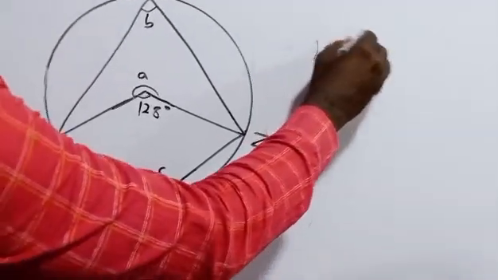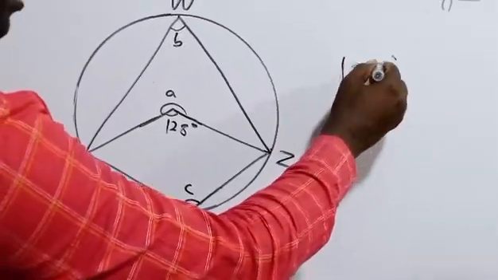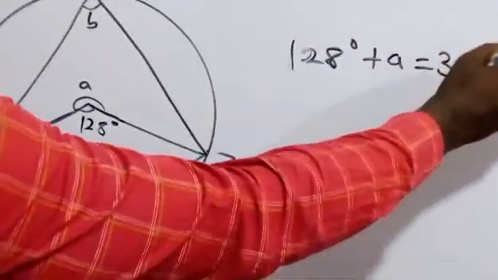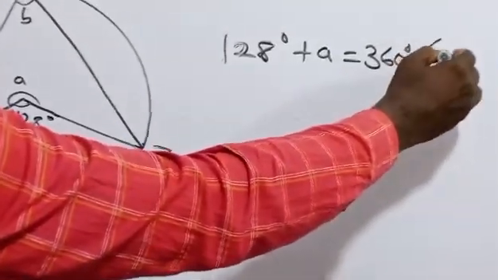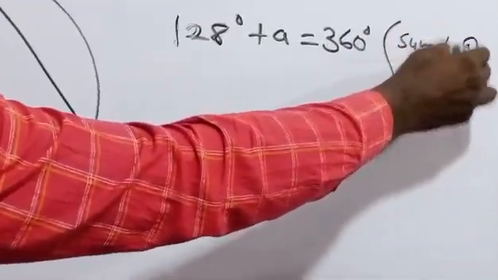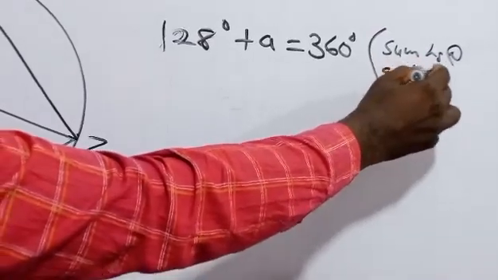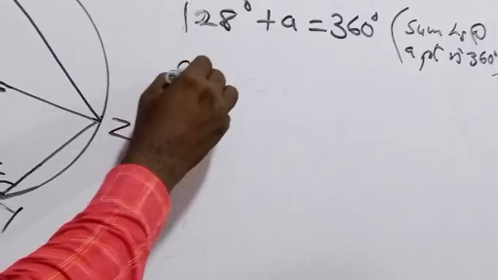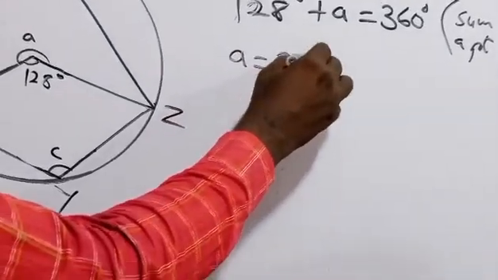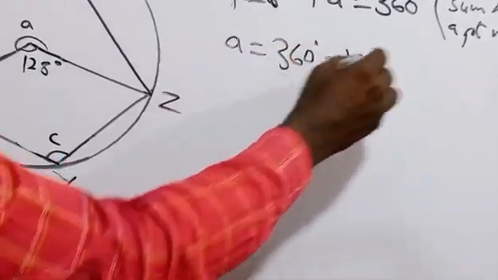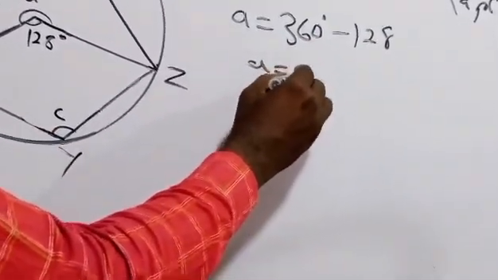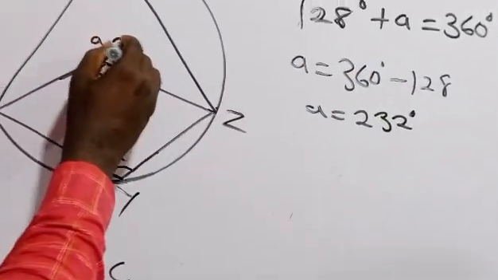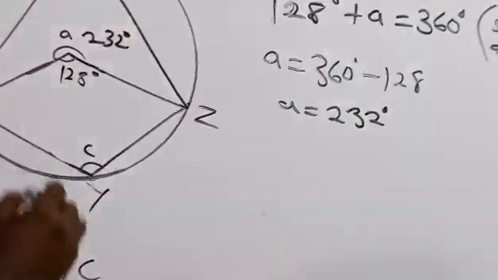128 degrees plus A is equals to 360 degrees. Why? Because sum of angles at a point is 360 degrees. All right. So A is the same thing as 360 degrees minus 128. So my A is now equals to 232 degrees. So this place is 232 degrees.